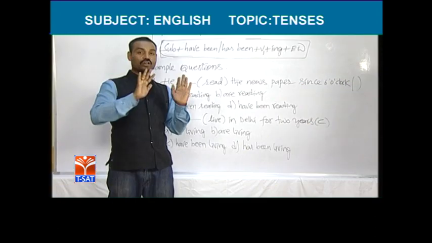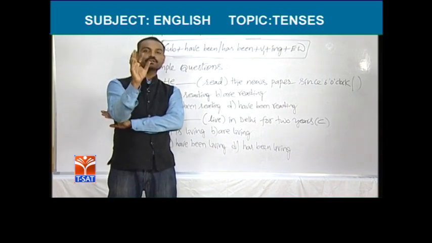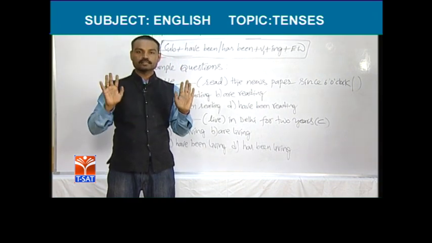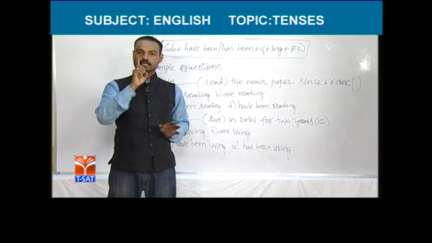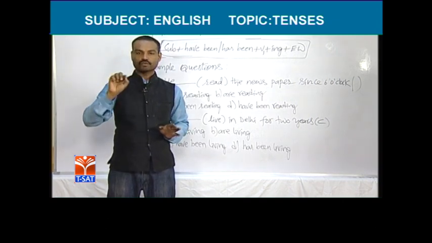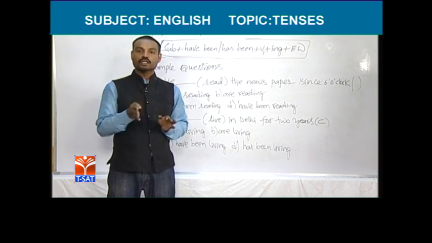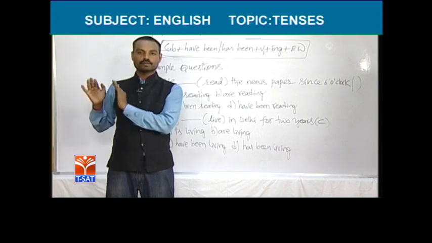I am going to repeat all the tenses once again. Tense number 1, I am also going to give you the introduction of the tenses again. In English, there are mainly 3 tenses. They are present tense, past tense and future tense. Each tense is divided into 4 forms. Present tense is divided into 4 forms. Past tense is divided into 4 forms. Future tense is also divided into 4 forms. Altogether, there are 12 tenses in English.